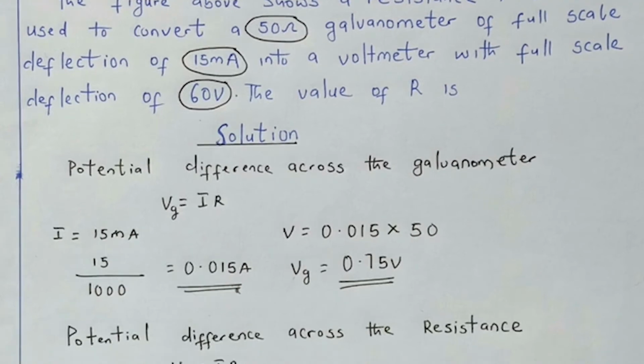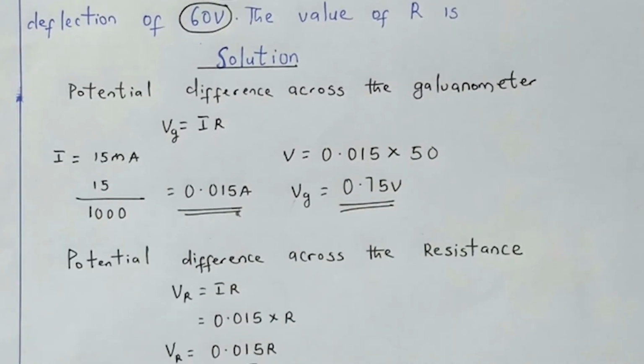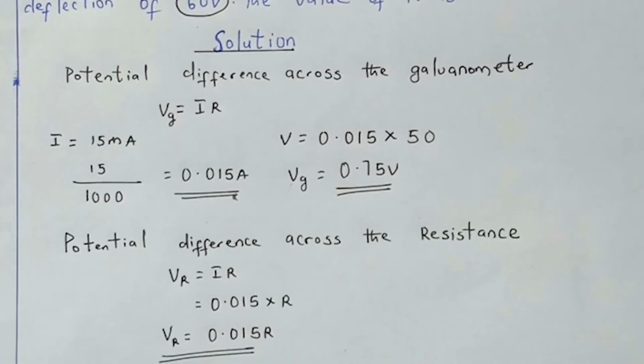Now the next thing we will be solving is the potential difference across the resistance. Since we know the same current flows through both the galvanometer and the resistance, the current flowing through the resistance will also be 0.015, and we do not know the resistance of the resistor, so we represent it by R. So the potential difference across the resistance is 0.015 R.